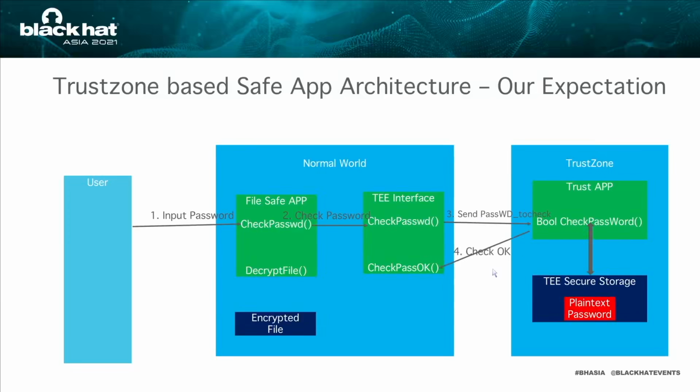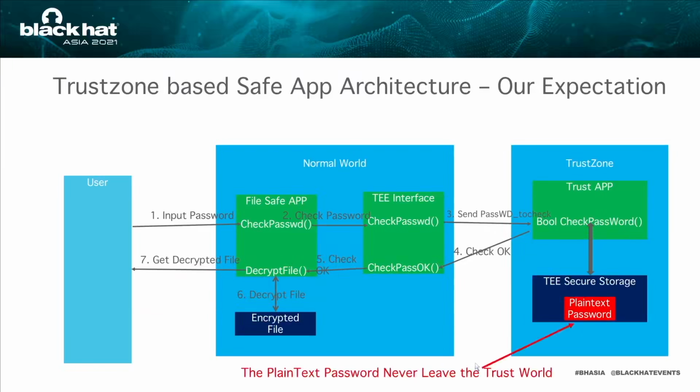Step 4. The trust zone app is responsible for checking that the password is valid and returning the result. Step 5. If the check is OK, the TEE interface will send the message to the failsafe app. Step 6. The failsafe app will use the input password to decrypt the file and display it to the user. Step 7. The user gets the decrypted file. So the plaintext password never leaves the trust world.